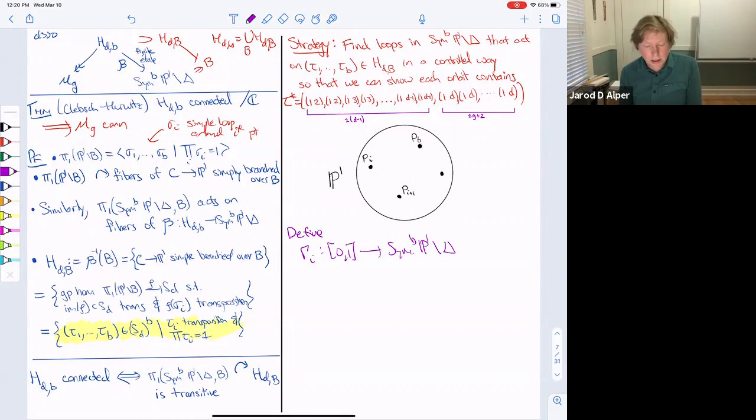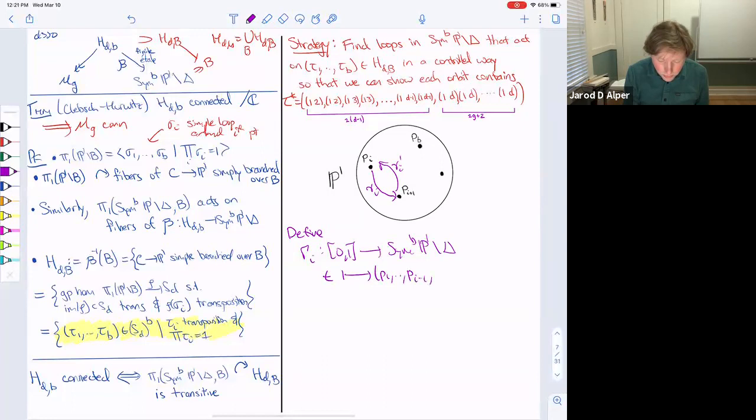So I'm going to choose paths gamma_i and gamma_i prime, not intersecting, so that they go in those directions. And then I define this as a loop in the space of B unordered points by a fix, so that the first i minus one don't move, and then I just exchange the i and the i plus one.